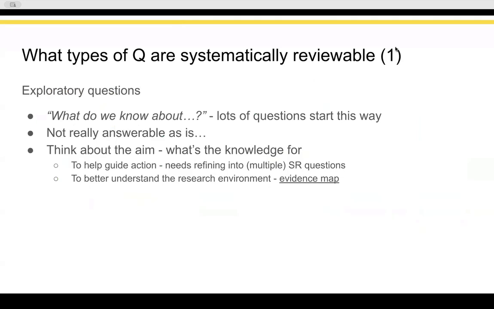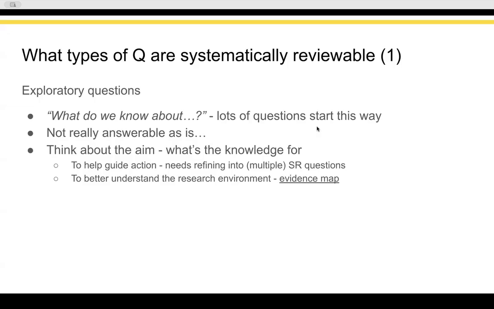I'll come back to this idea of system boundaries in a bit to explain how we use that. But thinking about what types of question are systematically reviewable, we often start to go through a process of defining our questions, and still they are more exploratory. So it might be, what do we know about? Lots of questions start that way. What do we know about how this system works or how well this is?